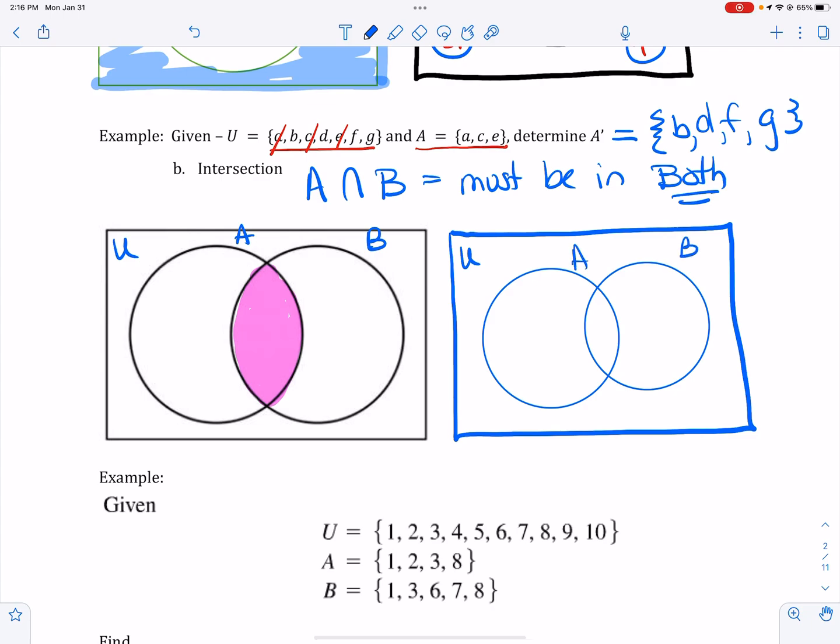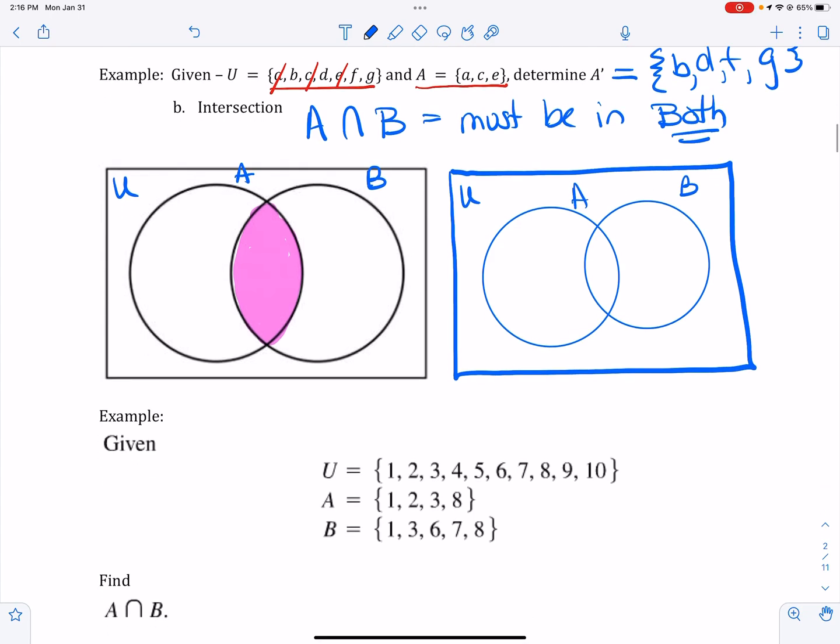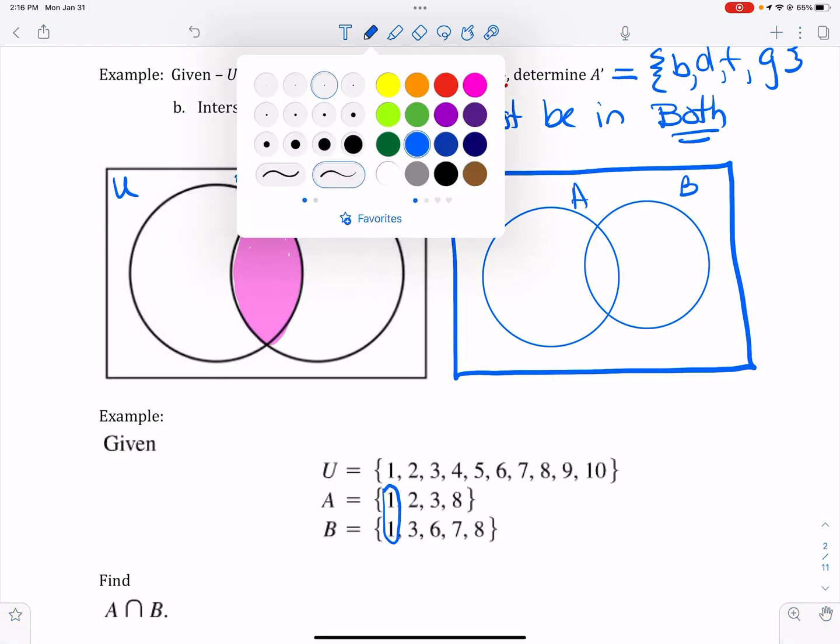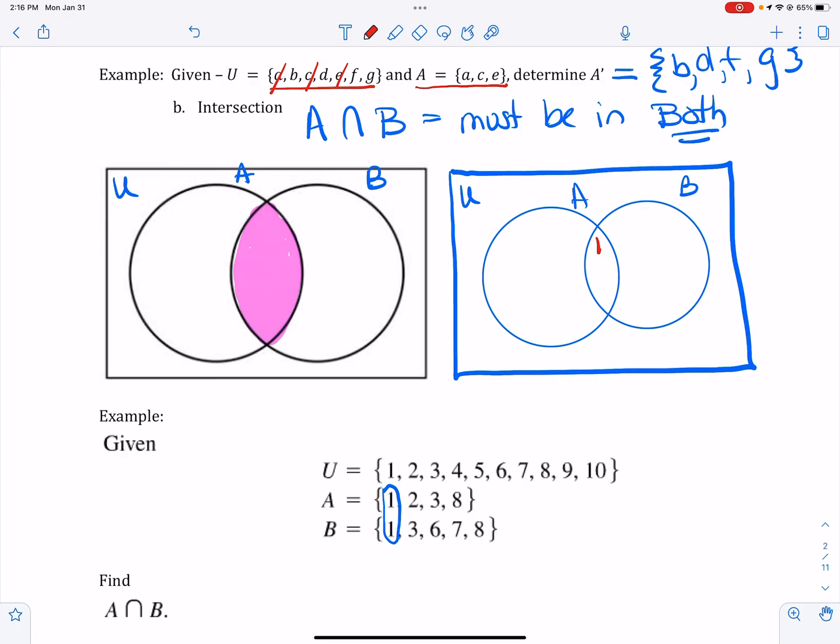And now I'm going to look at the given information. So A and B both have a 1 in it, so I'm going to put it in the middle. A and B both have a 3, so that goes in the middle. And A and B both have an 8. So now I have to fill in the rest of A. There's a 2. And the rest of B, there's a 6 and a 7.